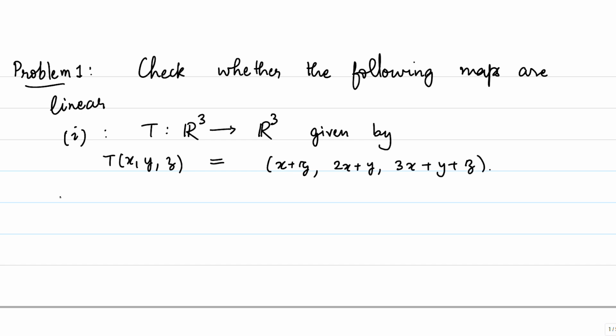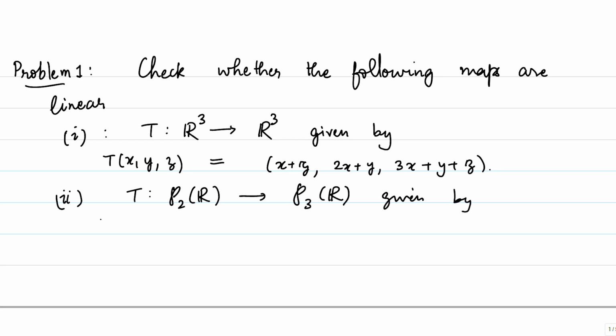The second map that we will be considering is a map T from P2 of R to P3 of R given by T of, say, P of x. This is equal to x times P of x plus P prime of x. Okay, so let's check whether the two maps given here are linear.